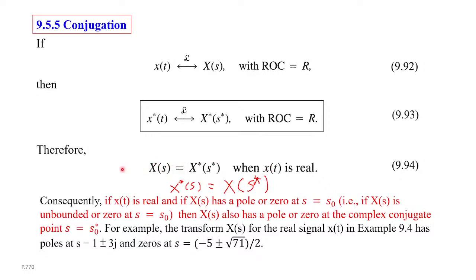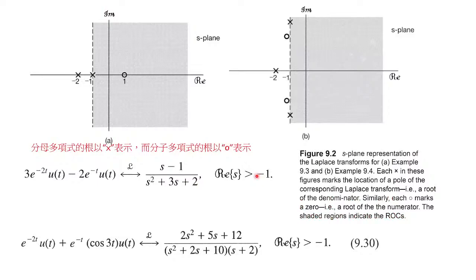Okay, so this means that if X is real, then if X of S is infinity, then X of S star is also infinity. And the same argument can go through. So if X of S is 0, then you do complex conjugation, it's still 0. And that means X of S star is 0. Okay? So whenever you have a pole or a 0 at S, you will have a pole or 0 at S star. So all the poles and the zeros should be the complex conjugation pairs.